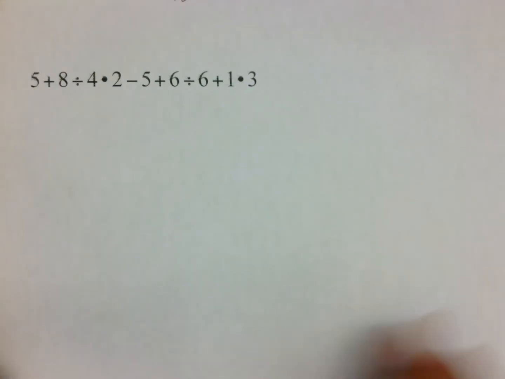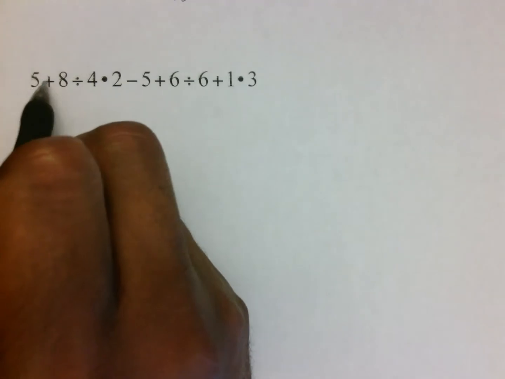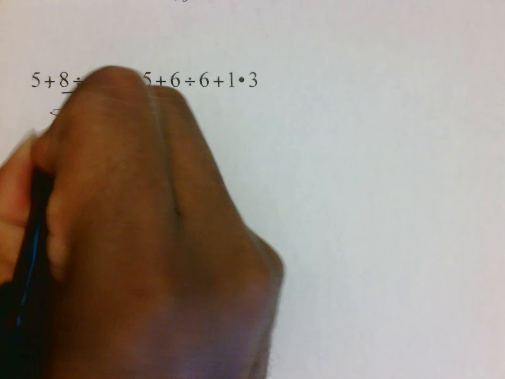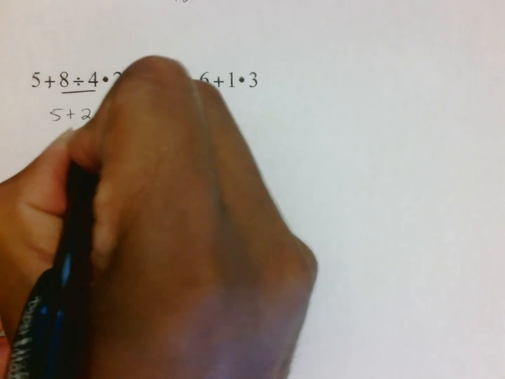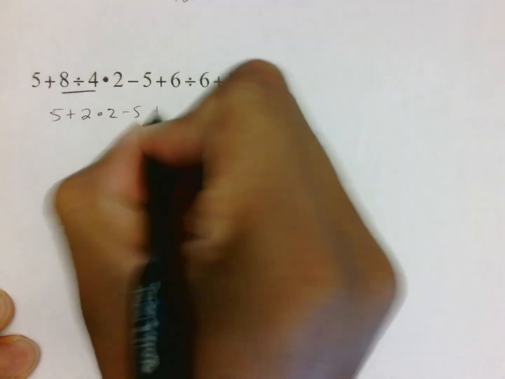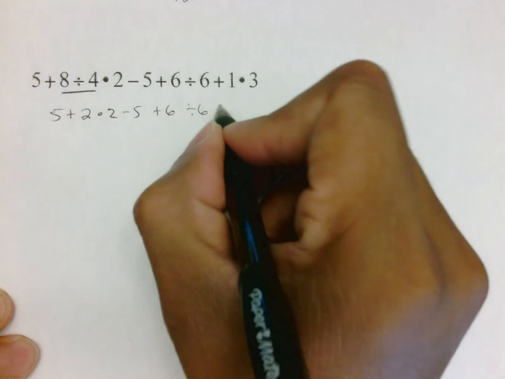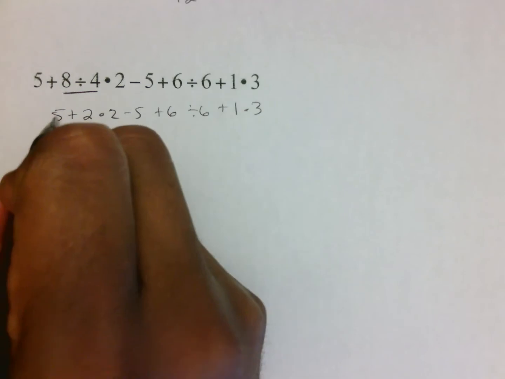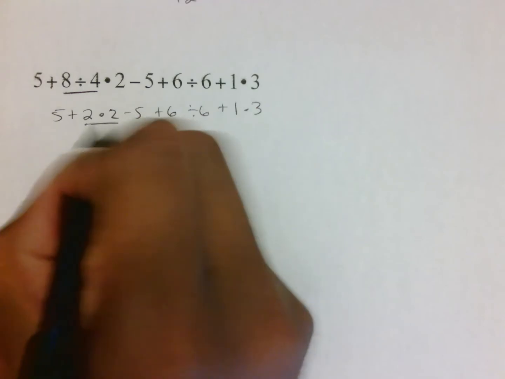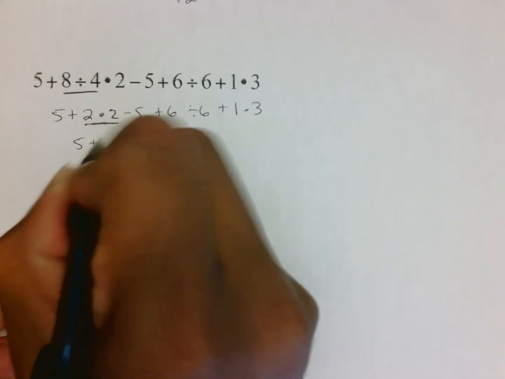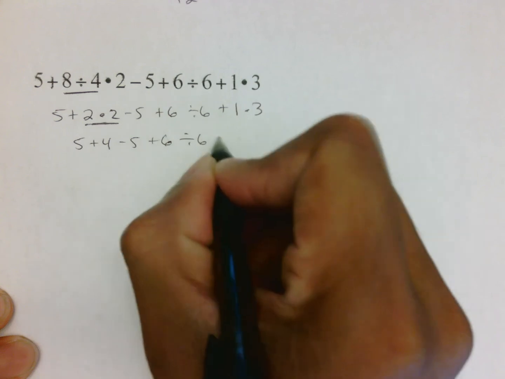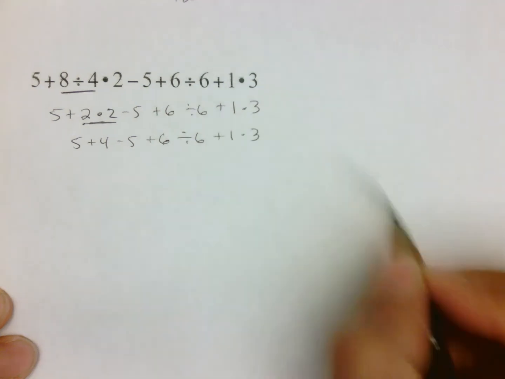Last question before we wrap this up. 5 plus 8 divided by 4 and all that. Again, look for teachers. That's not multiplication or division. This one is. Go with the first one you see. So this turns into 5 plus, that turns into 2 times 2 minus 5 plus 6 divided by 6 plus 1 times 3. Once you've rewritten it, again, look for your teachers. Here's one, that's your multiplication or division. 5 plus 4 minus 5 plus 6 divided by 6 plus 1 times 3.